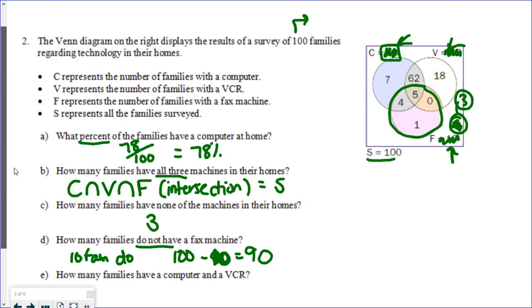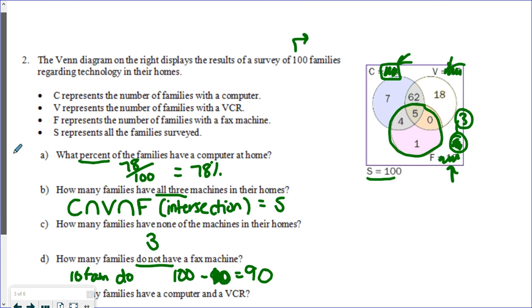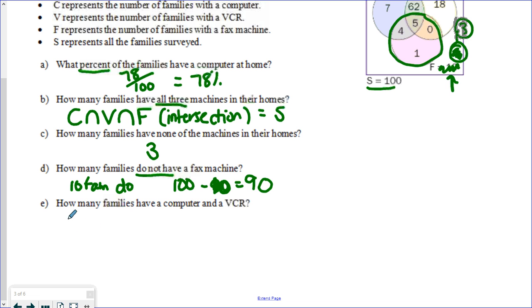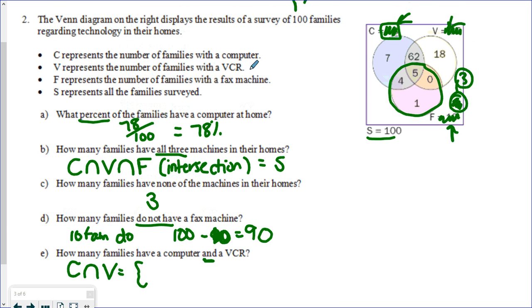How many families have a computer and a VCR? So again, what that's saying is the intersection, because it has the word "and." Computer and a VCR gives us, let's look back up here. So computer and VCR. The intersection of computer and VCR is this section. Sorry, I've kind of written over this portion. Can I back up? No, it won't let me back anything up, but it's the intersection of those two.